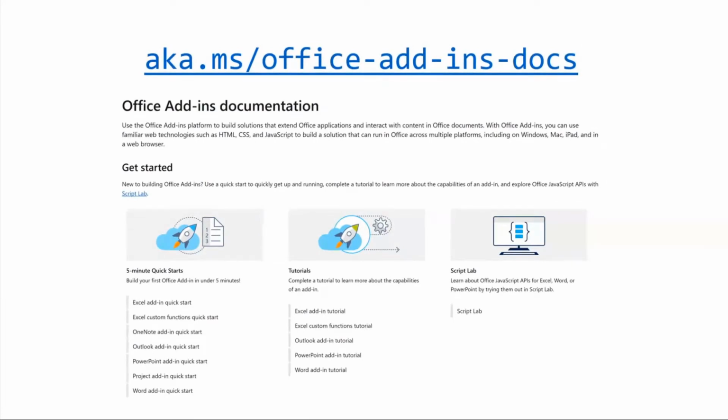So if you'd like to try out add-ins, you can head over to our documentation site. There we have a series of 5-minute quick starts that'll get you up and running with a working add-in. You can also take our full-fledged tutorials and start playing around with the APIs in Script Lab so you can see how those Office JavaScript APIs actually interact with your workbook or Word document.